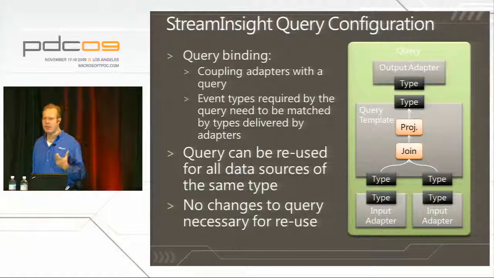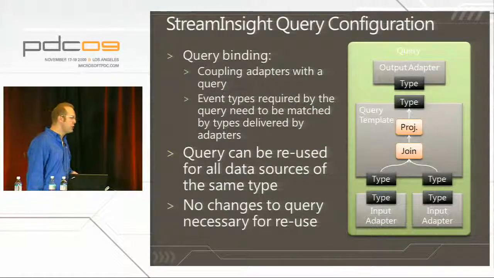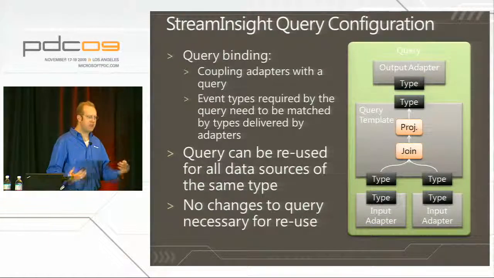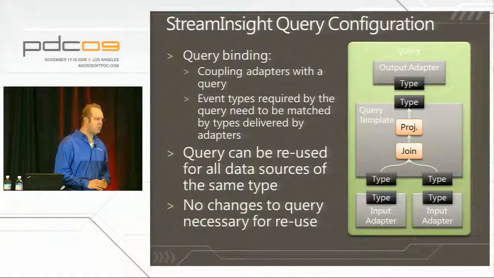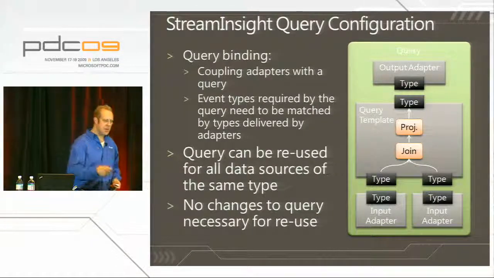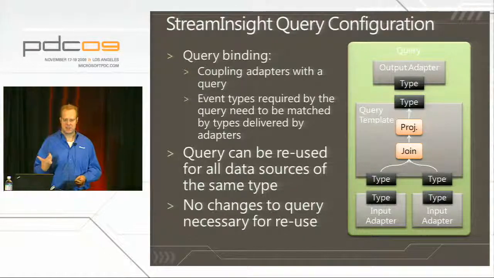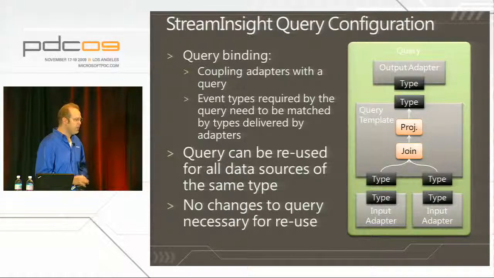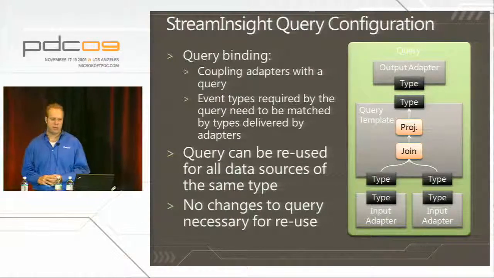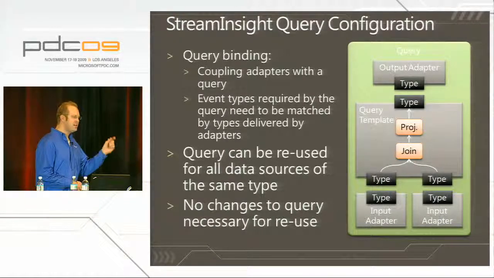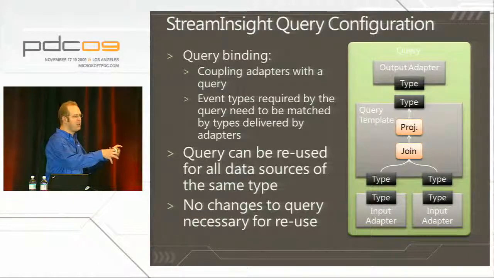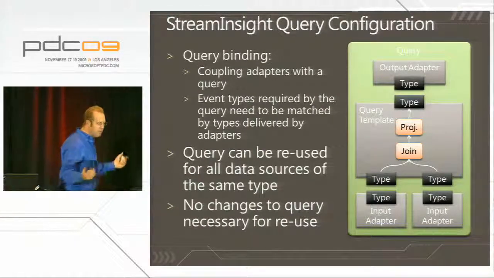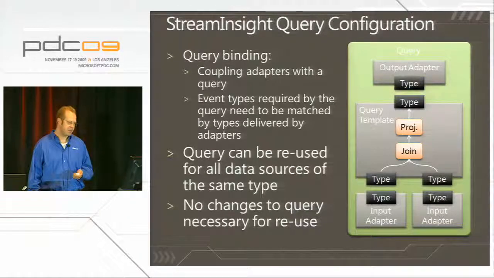The way that we are enabling that internally is by making sure that the types of data that are required by a query are communicated by the query. Same on the output side. The type of results that the query produces is communicated by the query template to the outside world. And that gives us the ability to reason about the properties of adapters and queries. If the adapter delivers a type that satisfies the required type of the query, we can match the two, and you can bind them and you can run the query over those adapters.